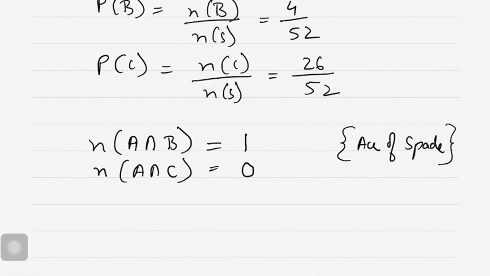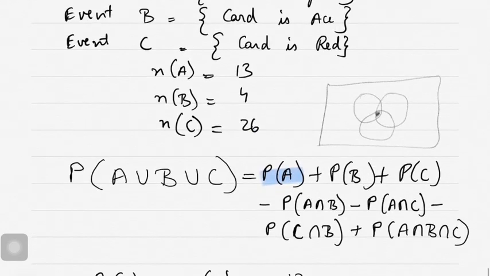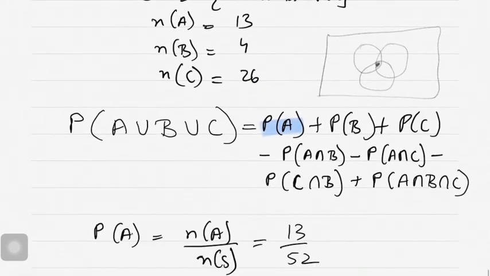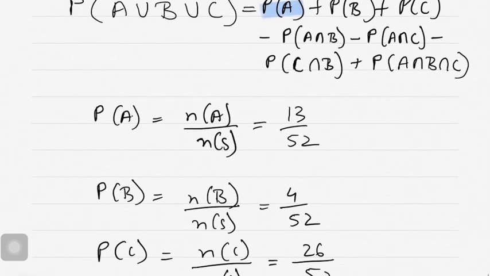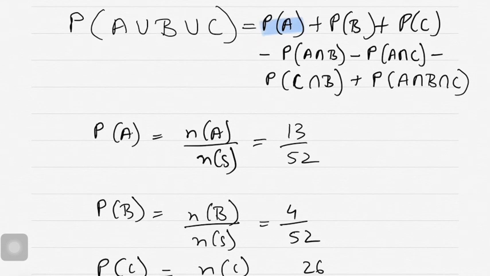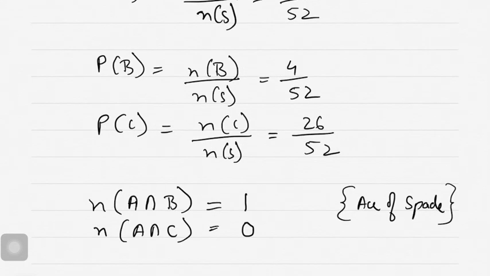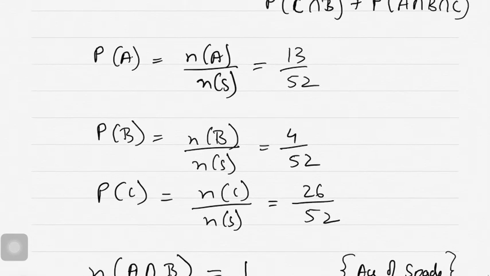If the card is spade, it is black. It cannot be red. So you know that there is no card which is black, spade as well as red. So your A intersection C will be 0. Okay. Next one is C intersection B or B intersection C, common between B and C.